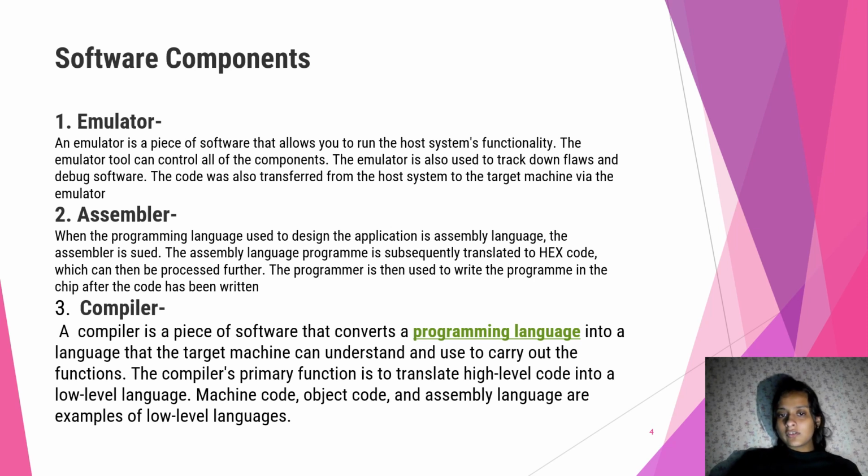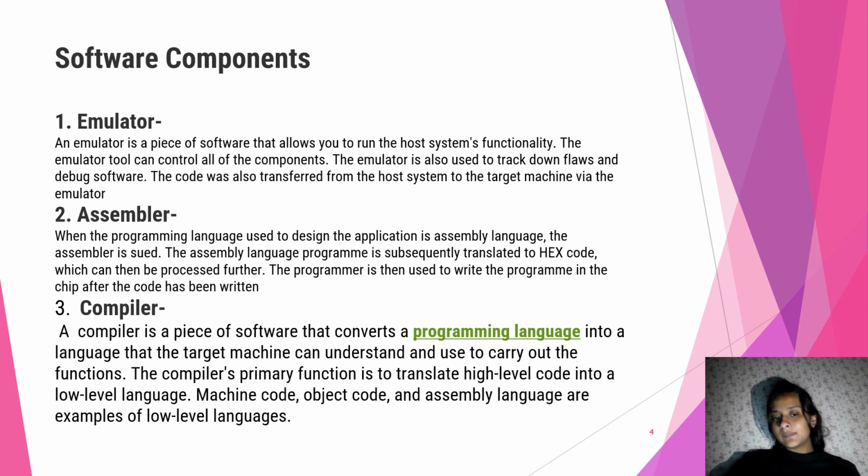The code was also transferred from the host system to the target machine via the emulator. Now the assembler. When the programming language used to design the application is assembly language, the assembler is used. The assembly language program is subsequently translated to HEX code, which can then be processed further. The programmer is then used to write the program in the chip after the code has been written.